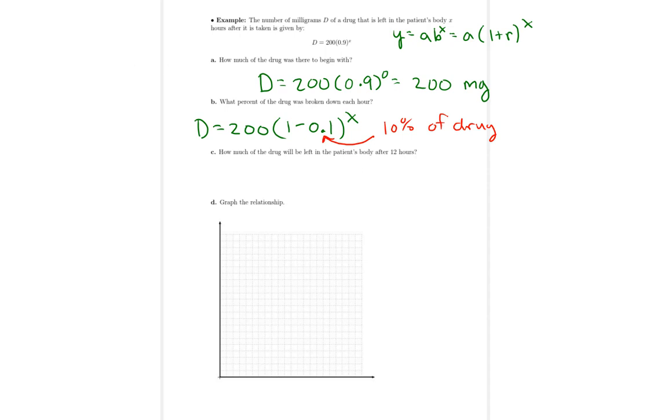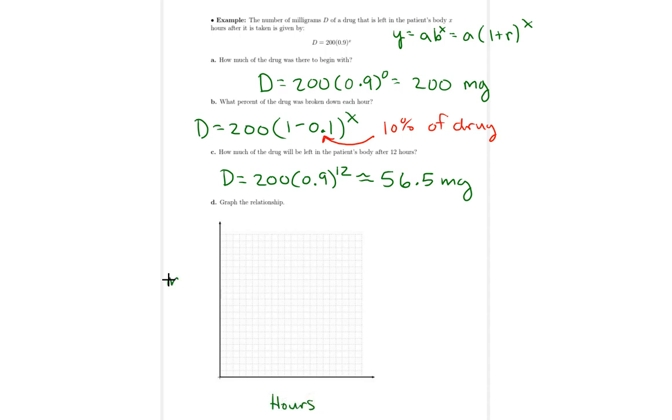Now, how much of the drug will be in the patient's body after 12 hours? So that's just taking our equation, but putting a 12 in there for X. And I get 56.5 milligrams there.